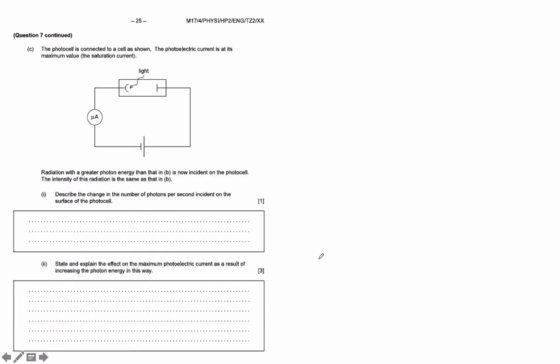All right, let's see. Photocell is connected to a cell as shown. The photoelectric current is at its maximum, the saturation current. Notice that normally we hook up a cell and we're trying to stop those electrons so we can measure their kinetic energy. Notice that now we've made this side positive, and we did that as well with our little simulation.